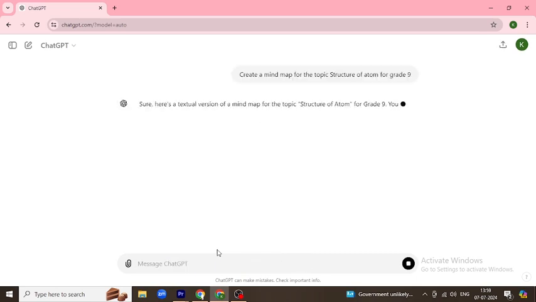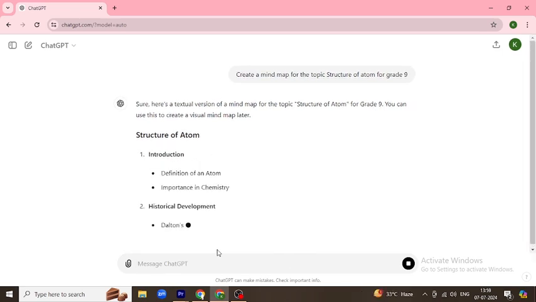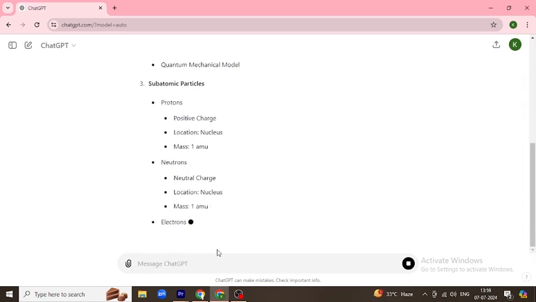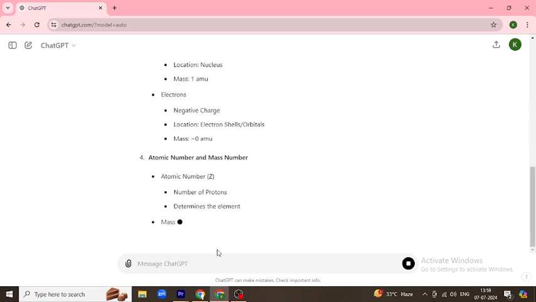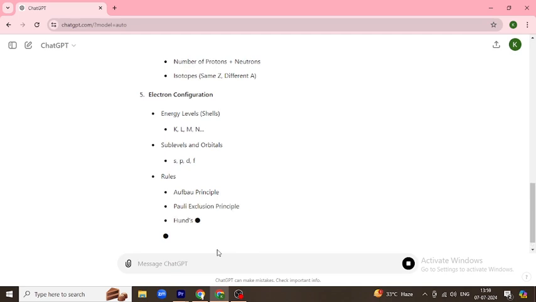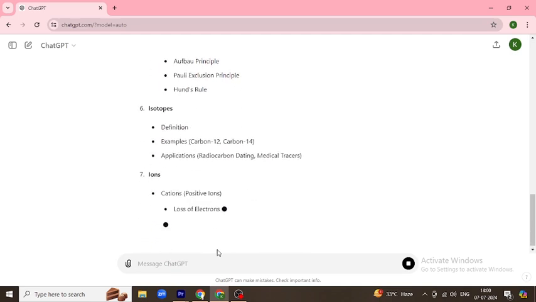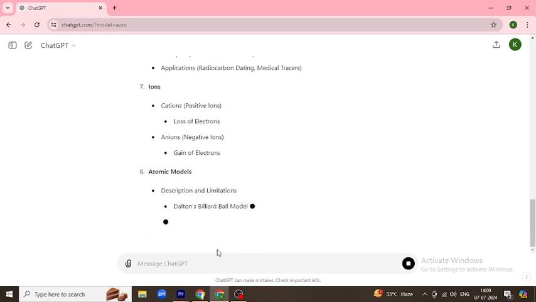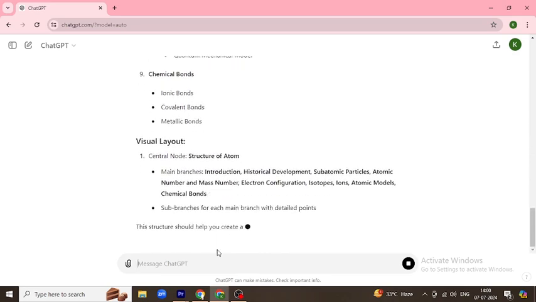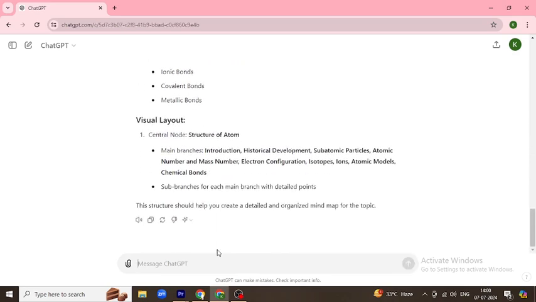Okay, so ChatGPT is going to create a mind map for you for the topic that you have asked for. So this is how we can create mind maps of various topics that we are going to study, and by reading the bullet points given by ChatGPT, you can easily go through the whole chapter and remember the chapter topic wise.